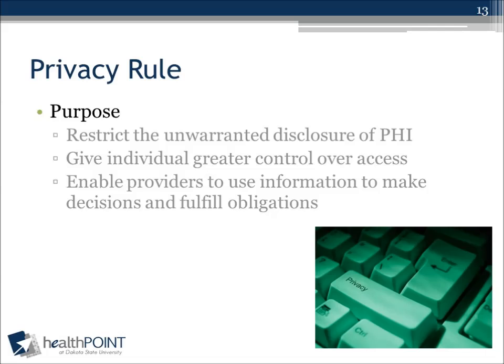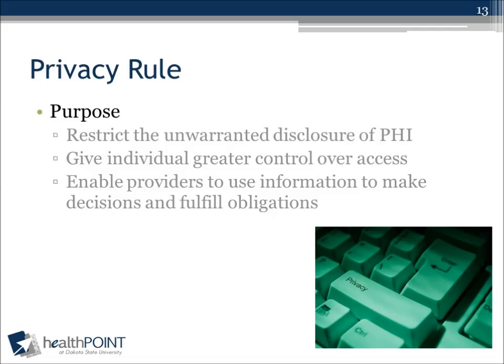So let's dig in. For the privacy rule, the purpose of the privacy rule is to restrict unwarranted disclosures of PHI, give individuals greater control over access, and enable providers to use information to make decisions and fulfill obligations. So these are the three things that are the true purpose: restricting unwanted disclosures, giving the patient or the individual greater control over access, and allowing providers to use and exchange that information to fulfill obligations, to make decisions, and to provide treatment.